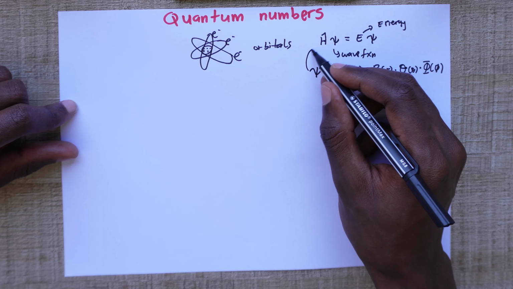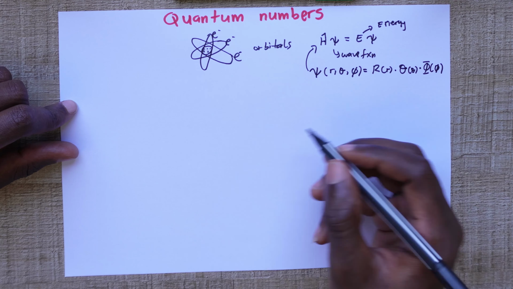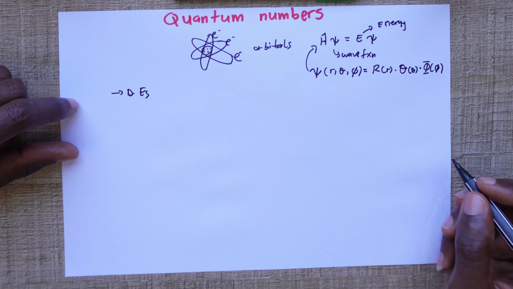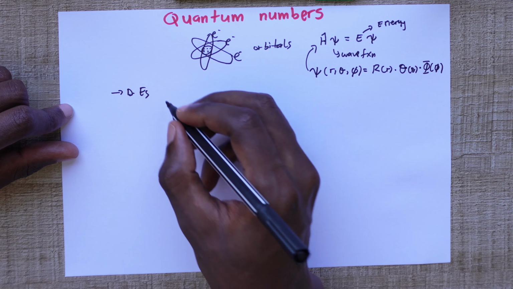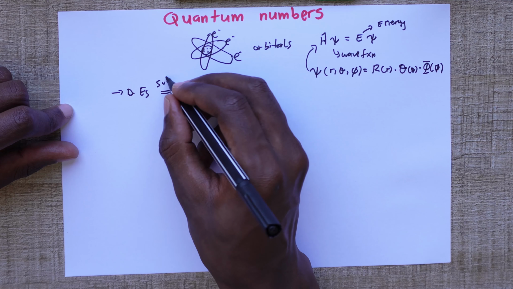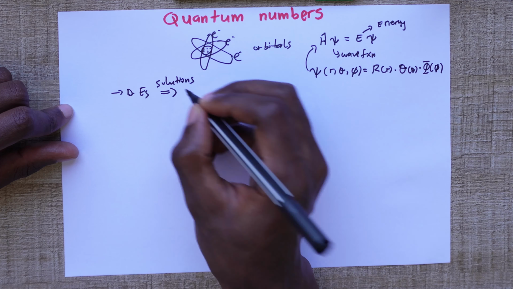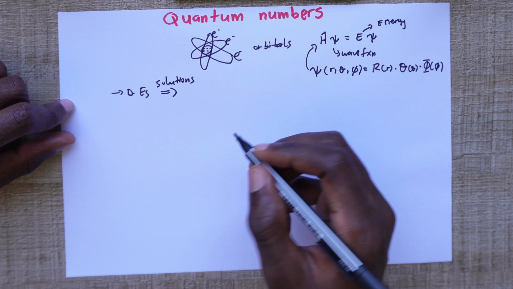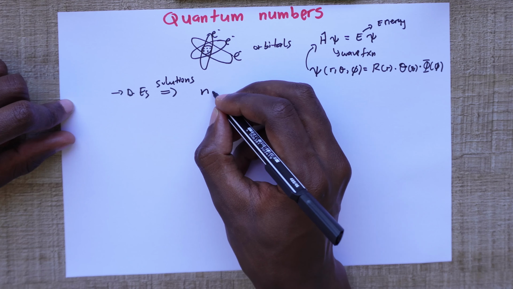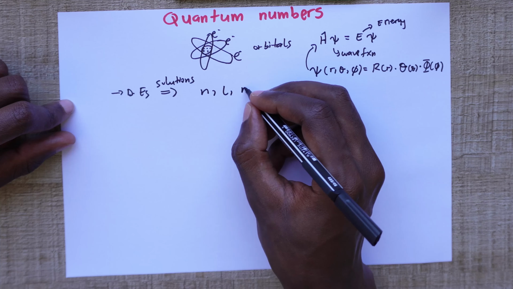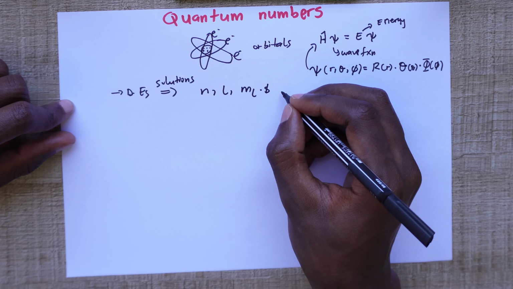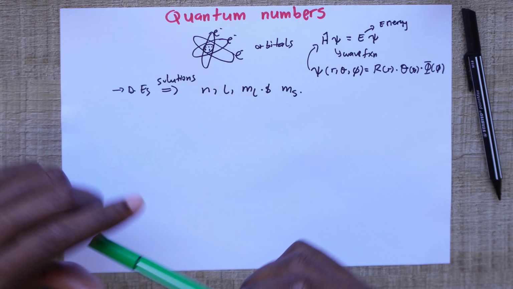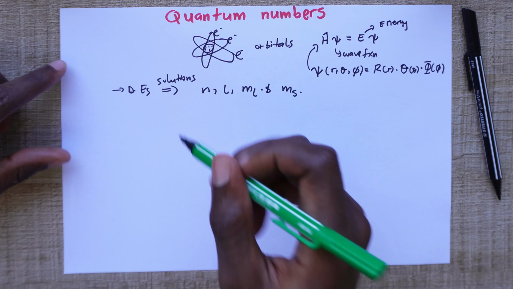When this is plugged inside this equation, we get a set of differential equations. And the solutions to those differential equations are the quantum numbers that you may have heard of. Four of them in particular: n, l, ml, and ms. Let's start with the first one of them, which is n.